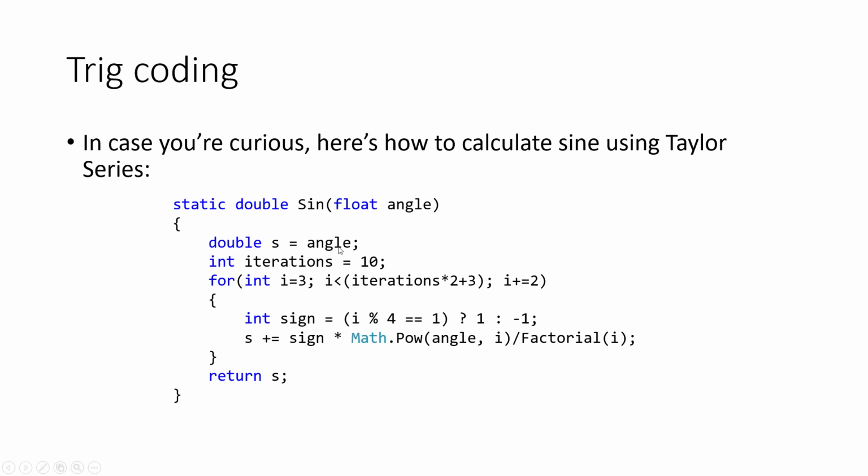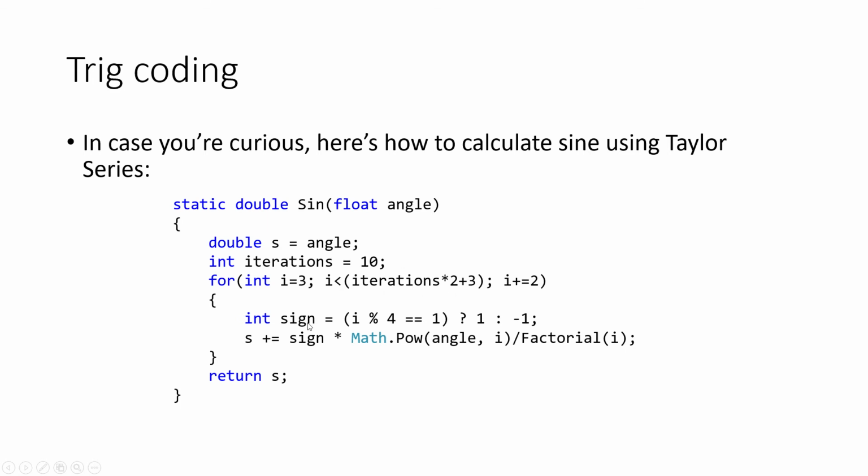So if s is your angle, and we're doing 10 iterations, then the i value is going to start at 3, because the Taylor series started with x to the power 3, I believe. And it went up by 2 each time. So you'd add on 2 each time until i reaches iterations doubled, 20, plus 3, 23. Why is that? Well, it's because you start at 3 and we go up 2 each time. So that is going to keep it doing 10 iterations.